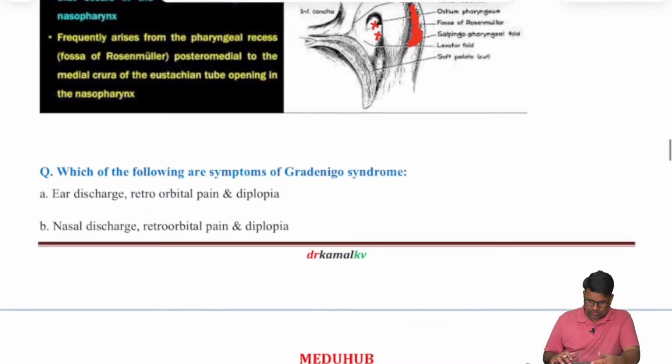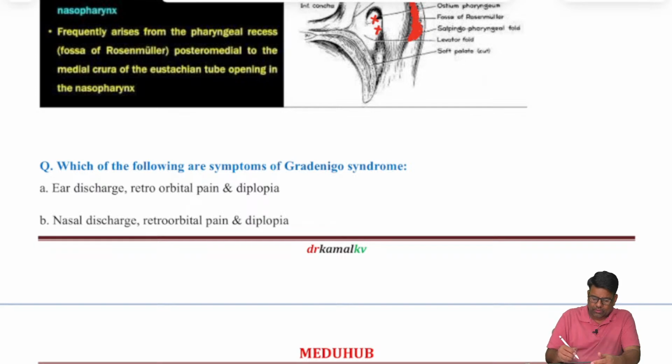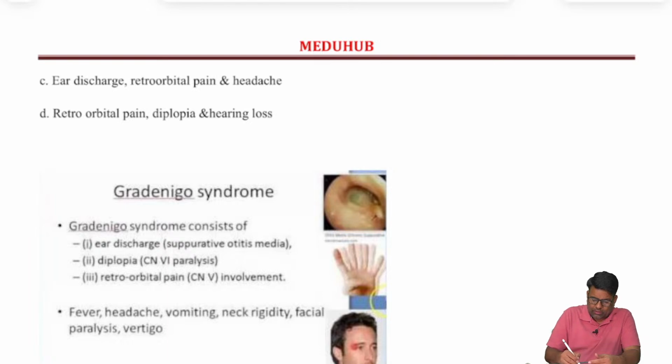Now, there was another question about the symptoms of Gradenigo's syndrome. Gradenigo syndrome is a complication of chronic suppurative otitis media where there is apex petrositis. So it presents with ear discharge, retroorbital pain, and diplopia. I think all of you must know what diplopia is. This is double vision. Okay, so there is ear discharge, that is because of CSOM.